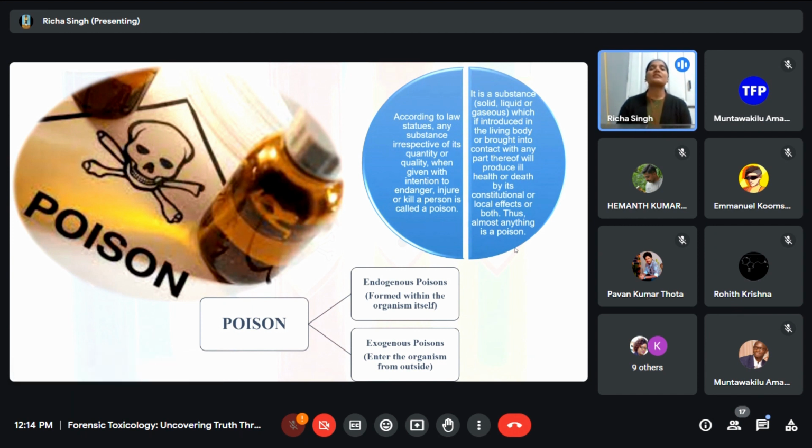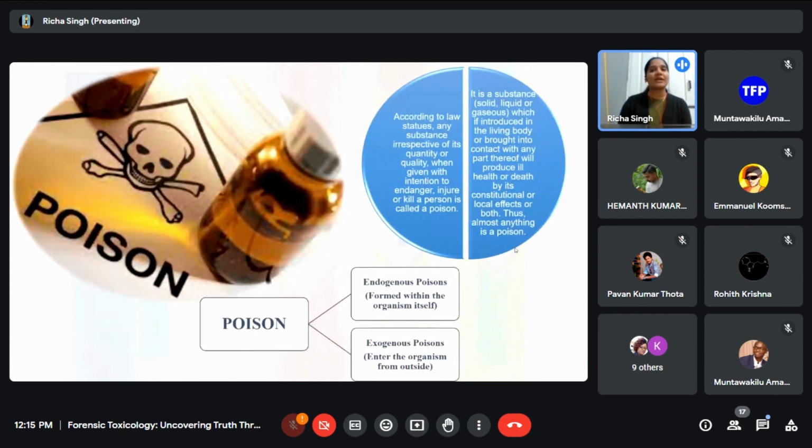Poison which is formed within the organism itself. Let's say some person, we have a lot of enzymes, a lot of different things which are present inside a person's body. But our body gives us signs and symptoms if we are having some disease. Let's say you are having vomiting, you are getting fever continuously for 1 week or 4, 5 days, and you're not able to identify what exactly is happening to you.